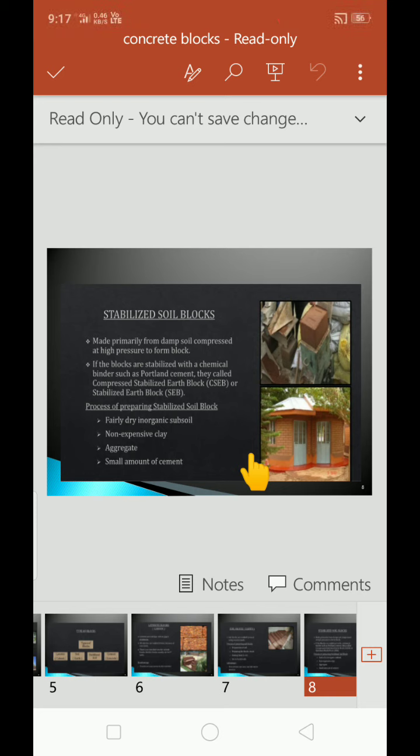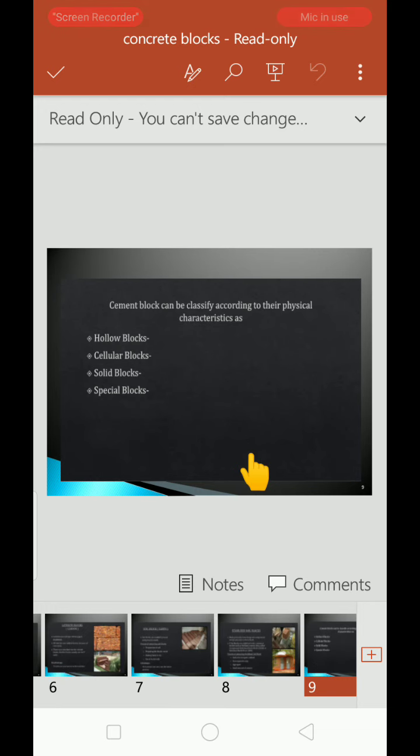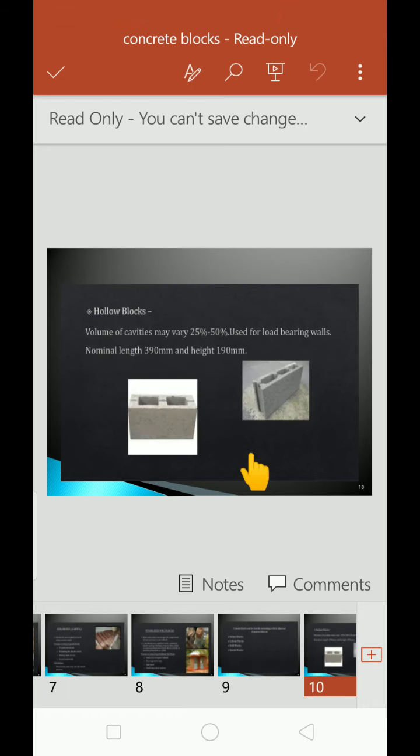Now, aggregate and a small amount of cement. So cement is the stabilizing material here. Next, cement blocks can be classified according to their physical characteristics. These are the types of cement concrete blocks: hollow blocks, cellular blocks, solid blocks, and special blocks. So we will see them one by one.